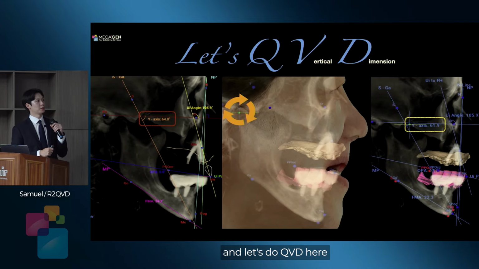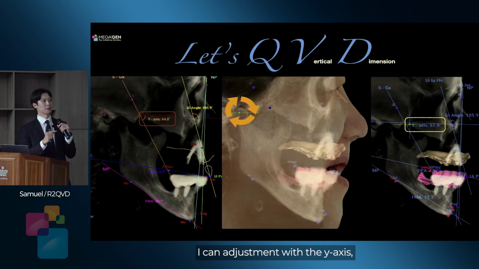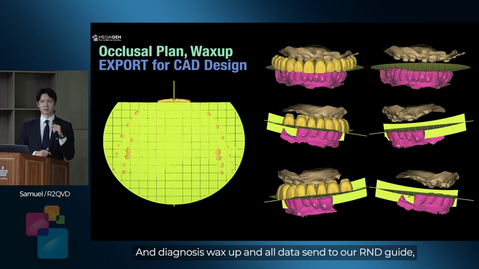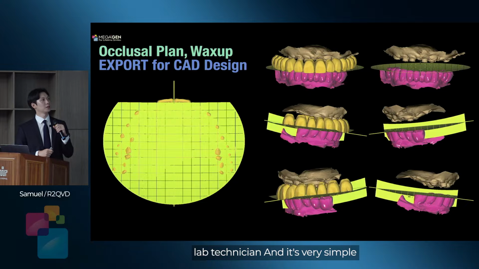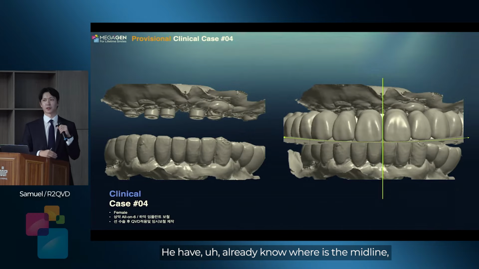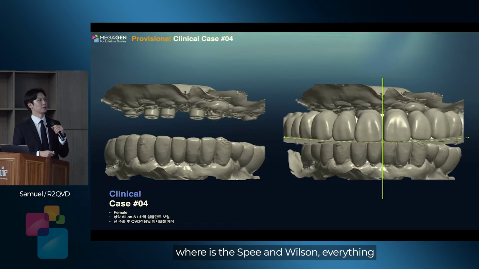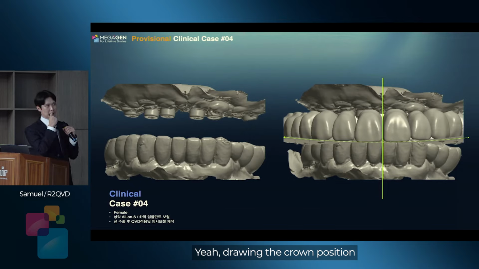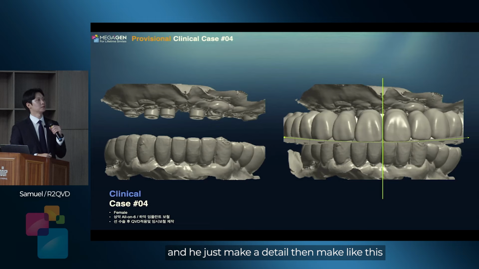And let's do QVD. Based on the hinge axis, I can adjust with the y-axis, something like that. Then occlusal plate and diagnostic wax up, and all data is sent to our R&D guy, lab technician. It's very simple. He already knows where the midline is, where the curve of Spee and Wilson is, everything. He just changes the crown position, drawing the crown position, and he just makes the detail, then makes it like this.